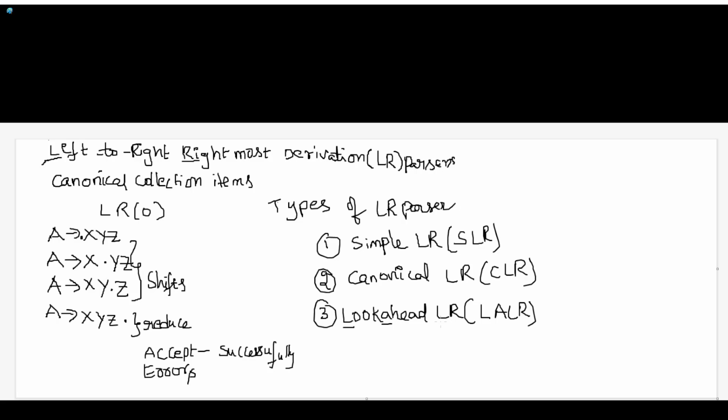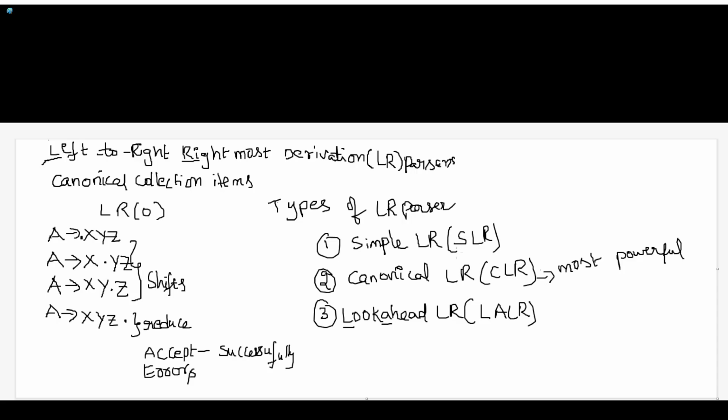Among these three, the CLR parser is the most powerful, because every time upon seeing a symbol we have to parse again. Therefore CLR is very complicated compared to both SLR and LALR, and it contains more item sets than SLR and LALR. Now we will see the very first one, that is how to construct an SLR.